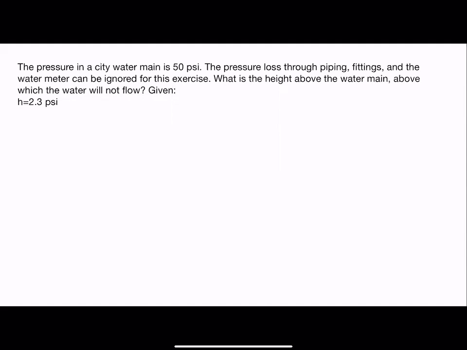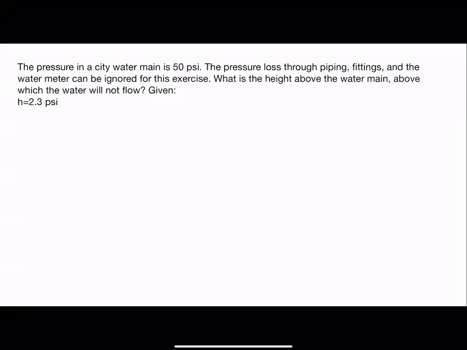It says the pressure in a city water main is 50 psi. The pressure loss through piping, fittings, and the water meter can be ignored for this exercise. What is the height above the water main above which the water will not flow? It's given that H is equal to 2.3 PSI.